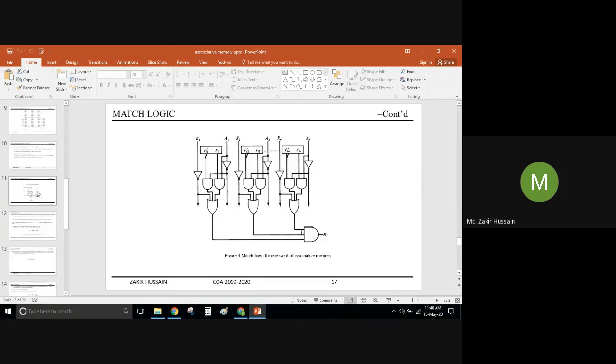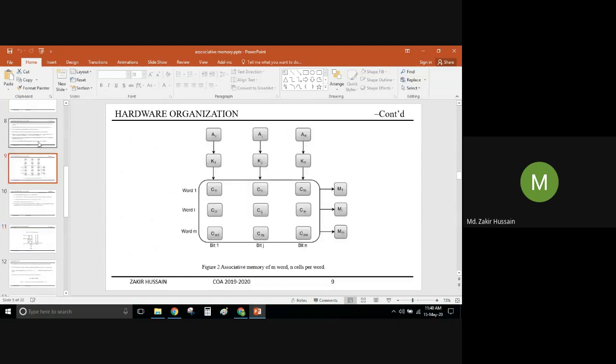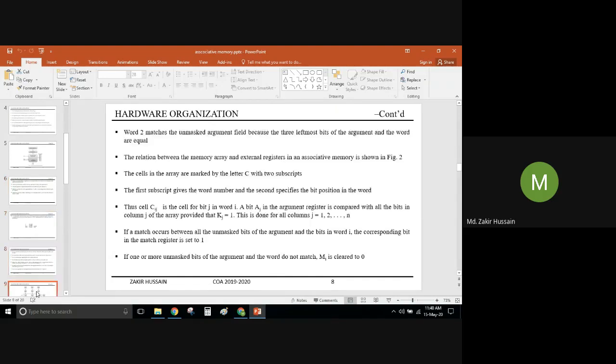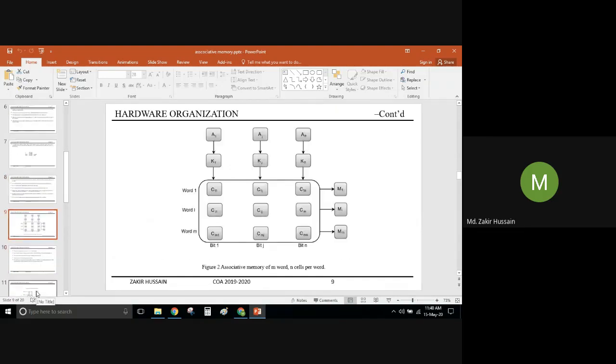Similarly, these slides are for the hardware organization of the associative memory. If asked to write how associative memory functions with a neat diagram, only these 6 slides, and it could be minimum 6, maximum 10 marks. Sometimes for 12 marks, write about associative memory functioning and also match logic, then these 6 slides plus those 8 slides, and that is complete for 12 marks.